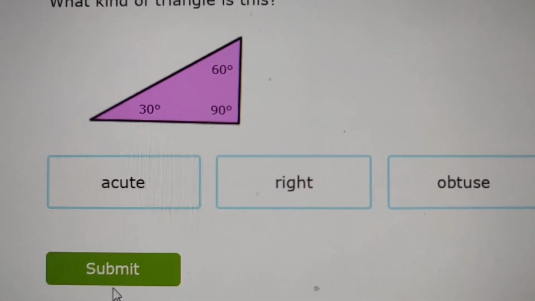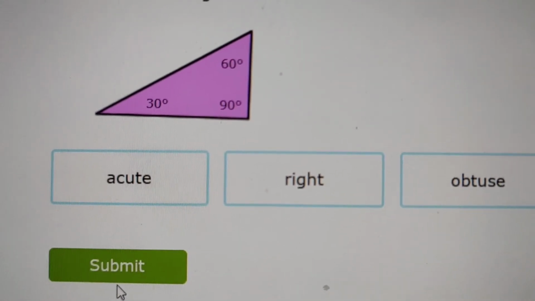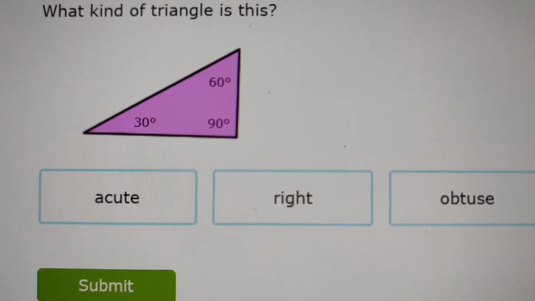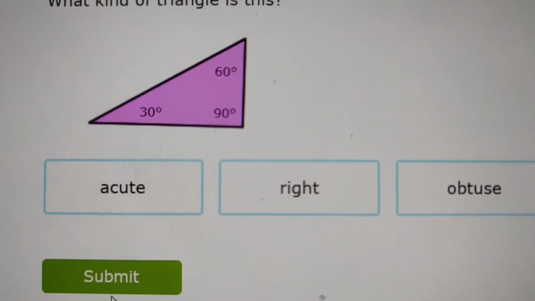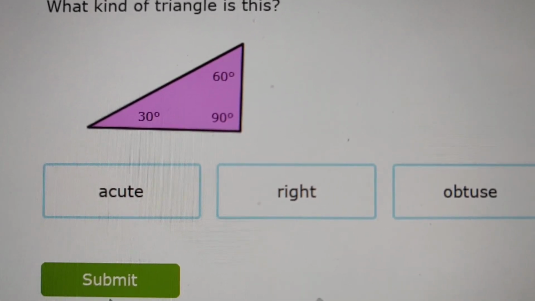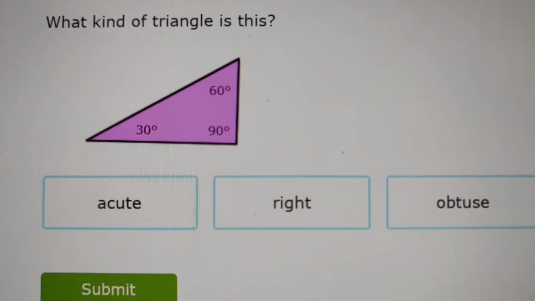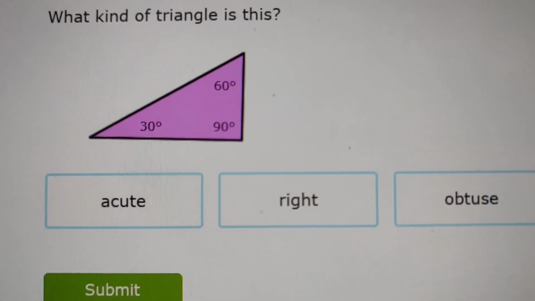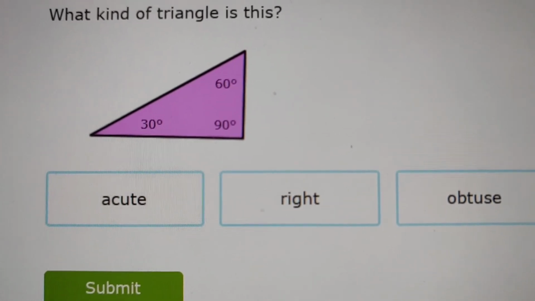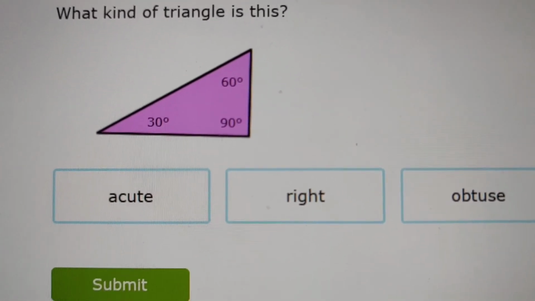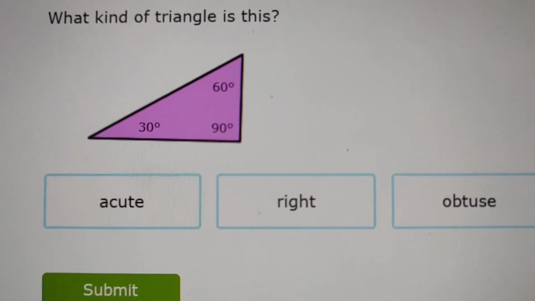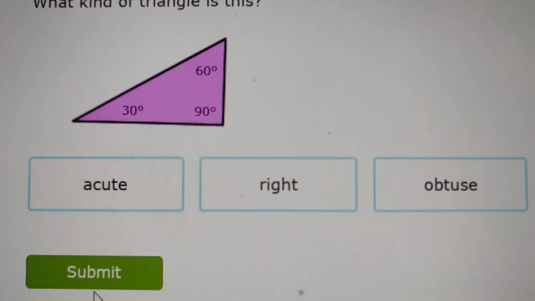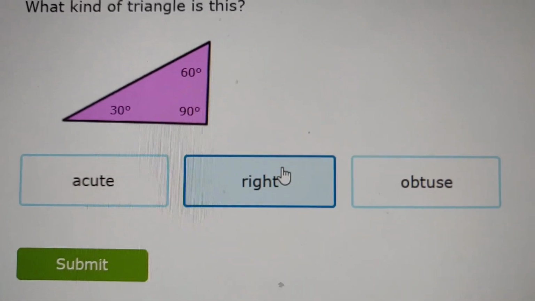And the last practice one on IXL we're going to do together is this one, so go ahead, pause your video, and try to figure out whether it's an acute, right, or obtuse triangle. Okay, welcome back. So I noticed that we have one angle that's 90 degrees, and we know that an angle that's 90 degrees is a right angle, and we know that a triangle that has a right angle, or a 90-degree angle, is a right triangle. So you should have chosen right triangle, like that.